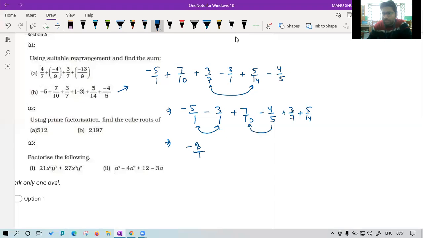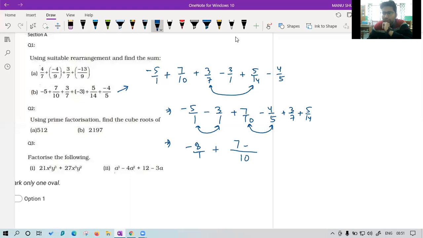Then we have the LCM of 10 and 5. Class, please confirm, what is the LCM of 10 and 5? Obviously, 10 is a multiple of 5. So we can say the LCM is 10 only.